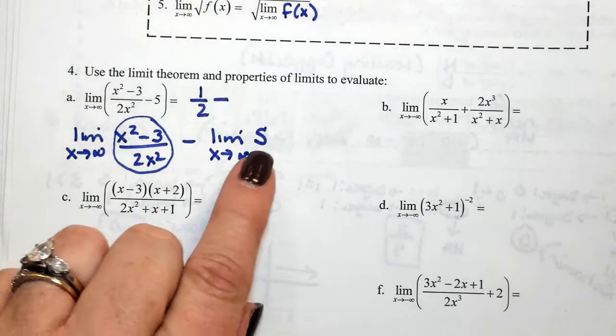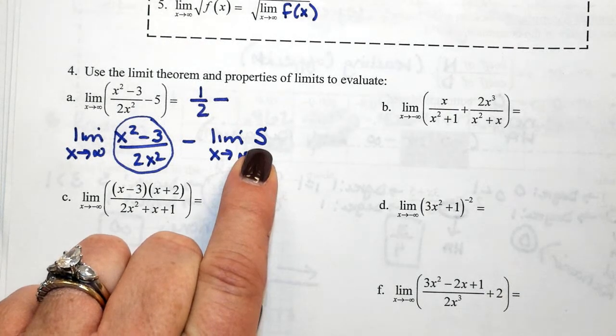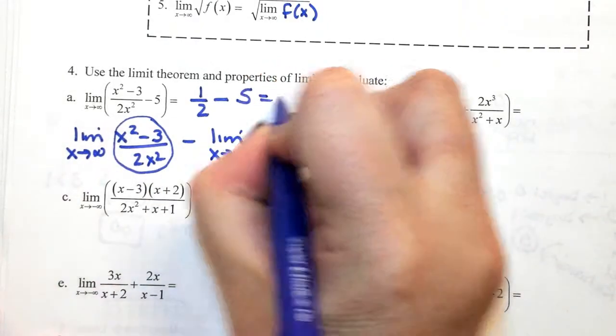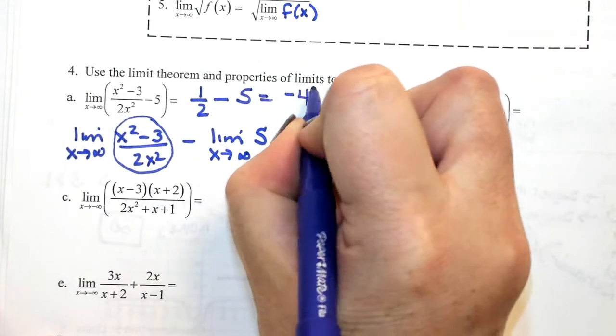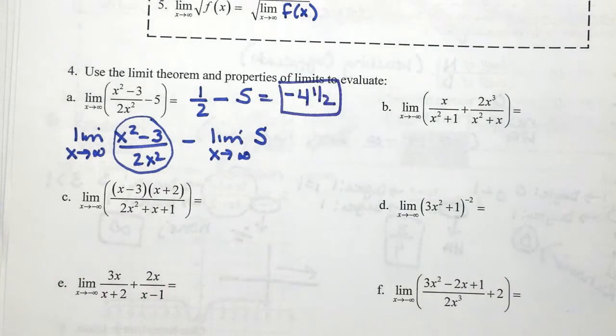Minus. Now the limit of a constant. What's the limit as x approaches infinity of 5? 5. So the 1/2 minus 5 is going to be negative 4.5. So you find the limit individually and then you subtract them. Any questions on that?